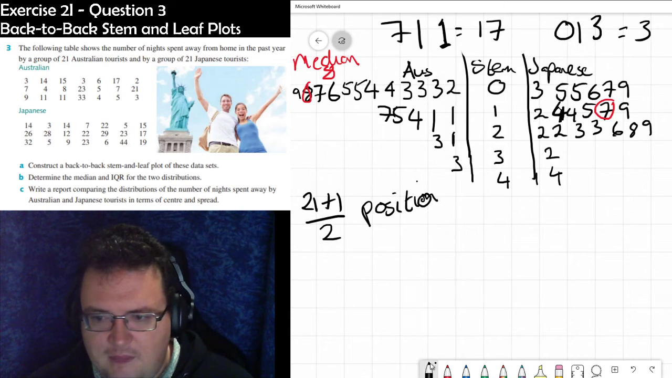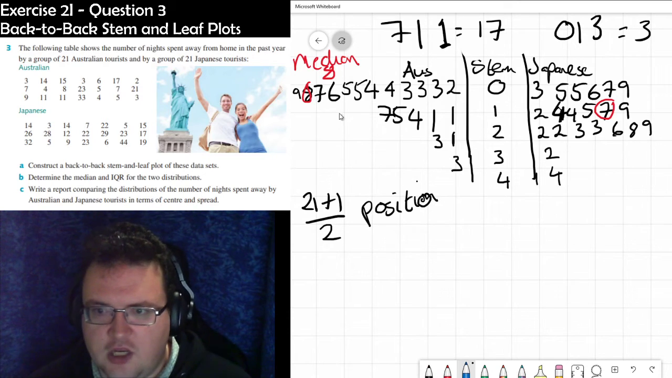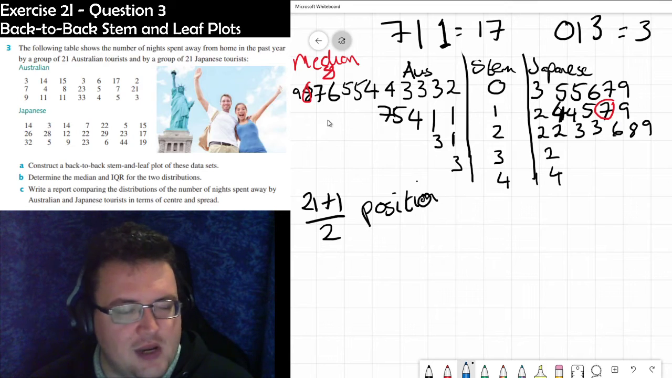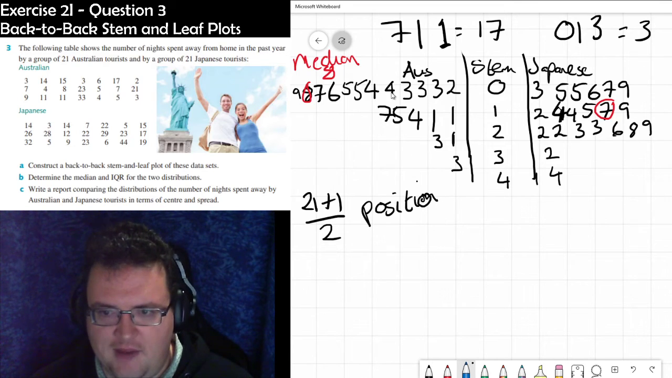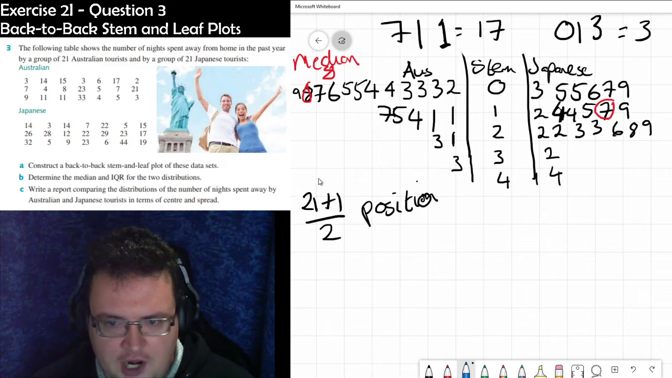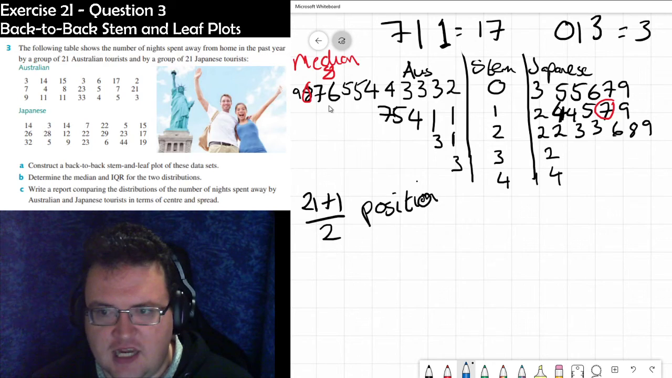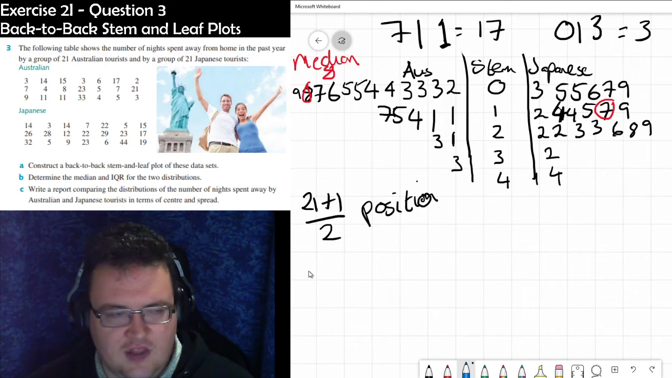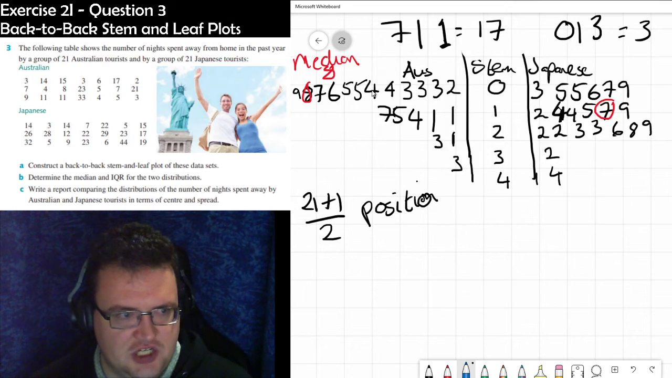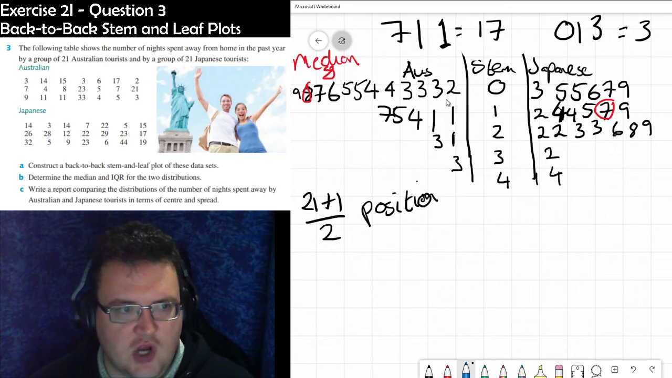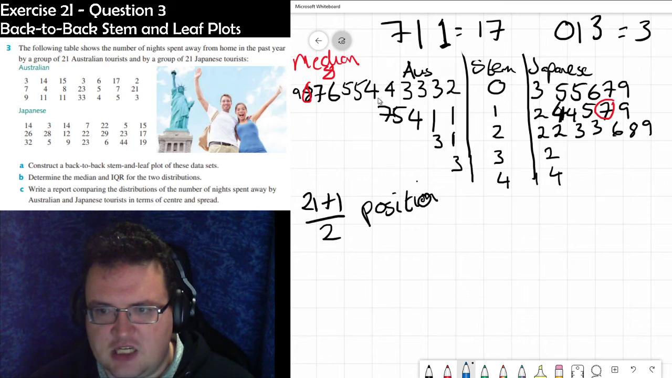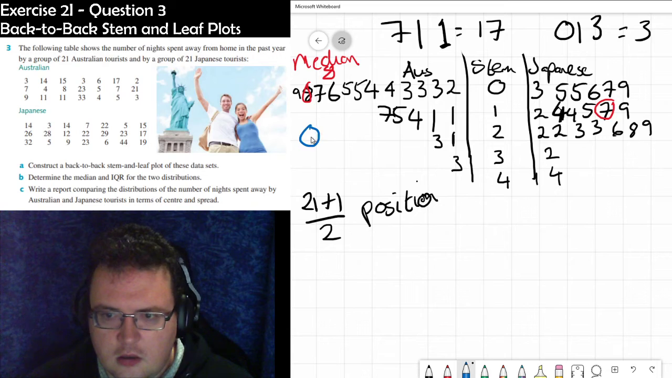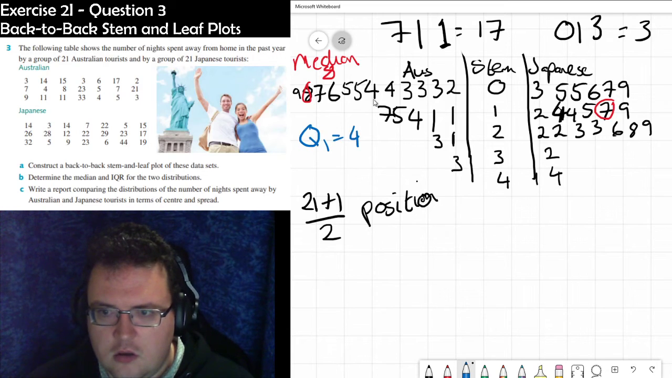So now that I have the medians, I now need to find Q1 and Q3. So, how many numbers do I have above and below my median? Well, if I had 21, I now should have 10 above and 10 below. And if I'm going to do 10 above and 10 below, that means I need to find the number in the 5th and a half position. Luckily for the Australians, the 5th and 6th position are both 4. So, Q1 is just 4.